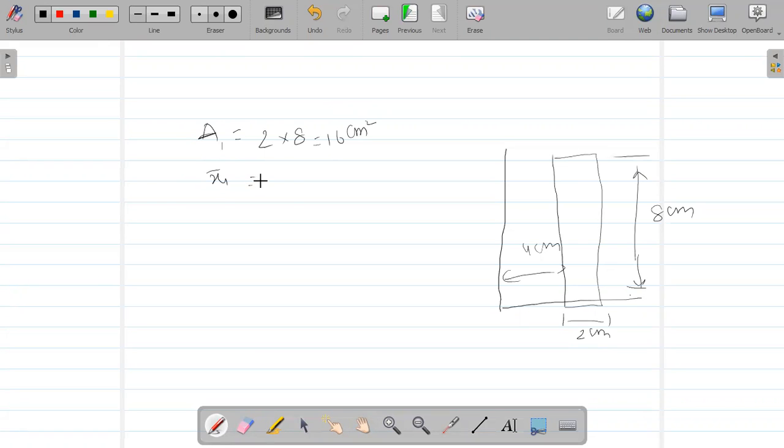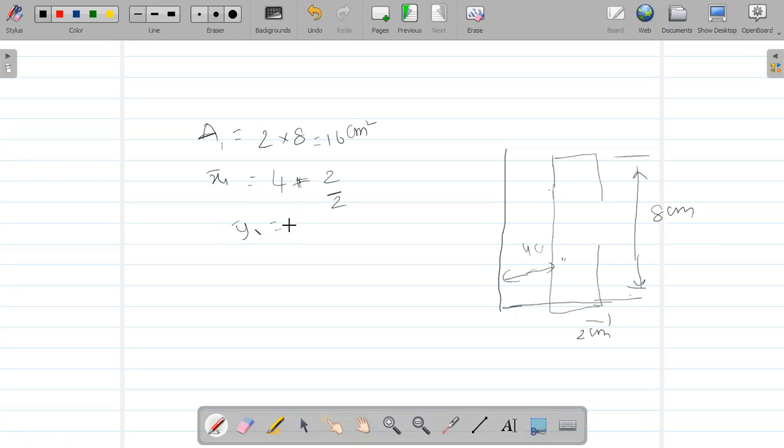What is x1 bar? For the first section, x1 is nothing but half of the length in x direction. Clear, right? First, you have to identify the length in x direction. We know that the length of the section in x direction is 2. Whatever is the length in x direction, you have to take half of it. Before entering the section, you have 4 extra. That is the reason we write 4 plus 2 divided by 2.